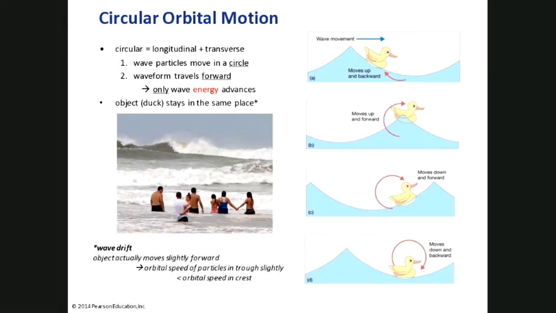So what basically happens because of that transverse and that longitudinal movement is things move in a circle. All right, so they move in a circle. The circular is the longitudinal plus transverse. Wave particles move in a circle. That duck in the picture moves in a circle, but the wave moves forward. Things don't move along on the top of the wave. They stay in the same place.